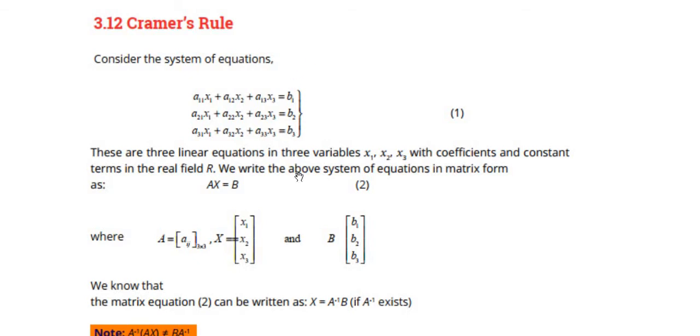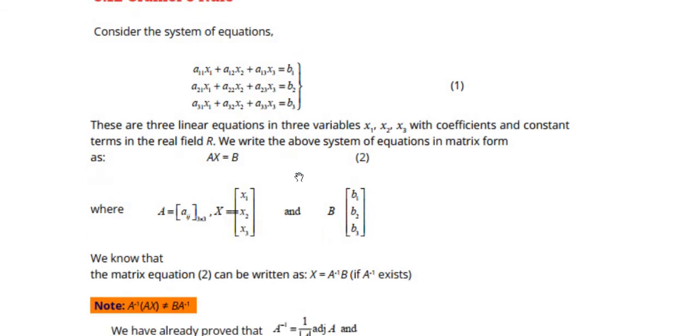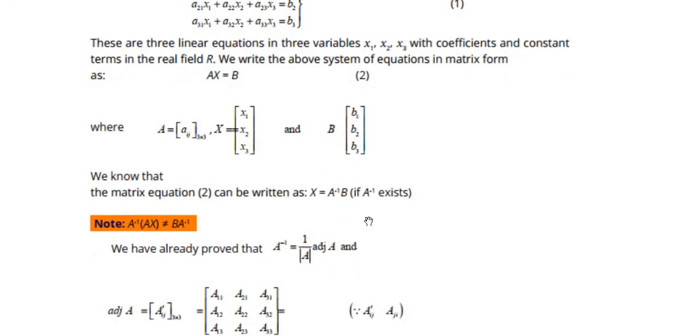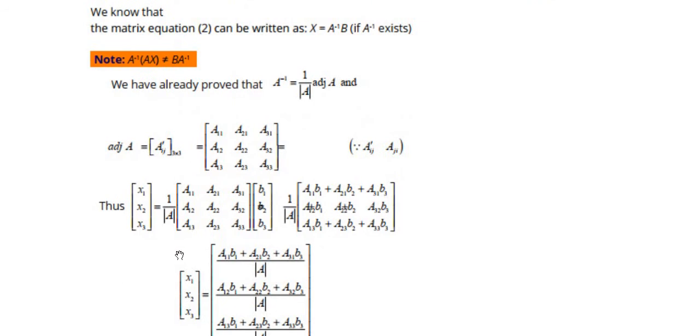We know that the matrix in equation 2 can be written as x is equal to A inverse b if A inverse exists. We have already proved that A inverse is equal to adjoint of A divided by determinant of A, and adjoint of A is equal to this, and thus we can find the value of x1, x2 and x3.